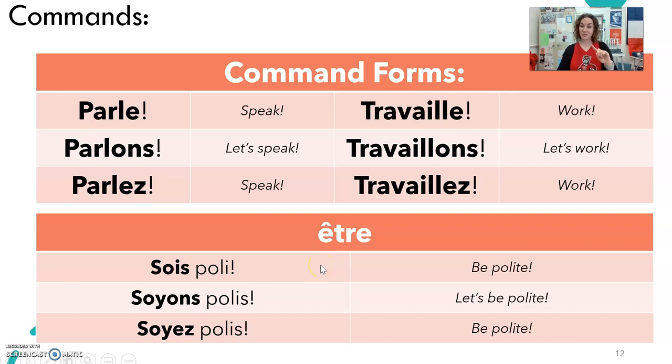Être, the verb that we saw previously, is irregular. It's a little different. It's fun to say. "Sois, soyons, soyez." "Sois poli," be polite, one person. "Soyons polis," let's be polite, to a group with me included. "Soyez poli," hey, you guys, be polite. And that is it for right now.